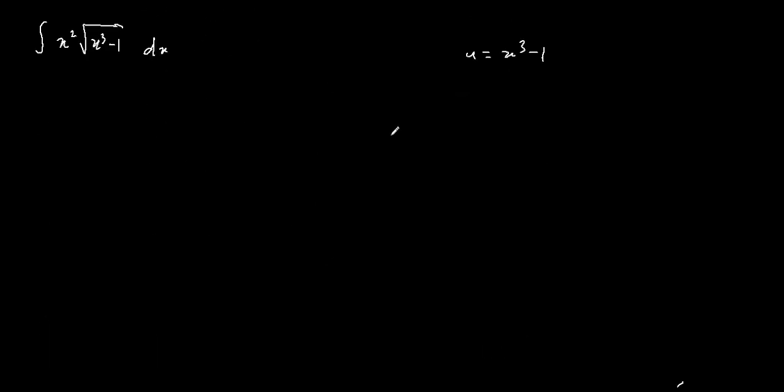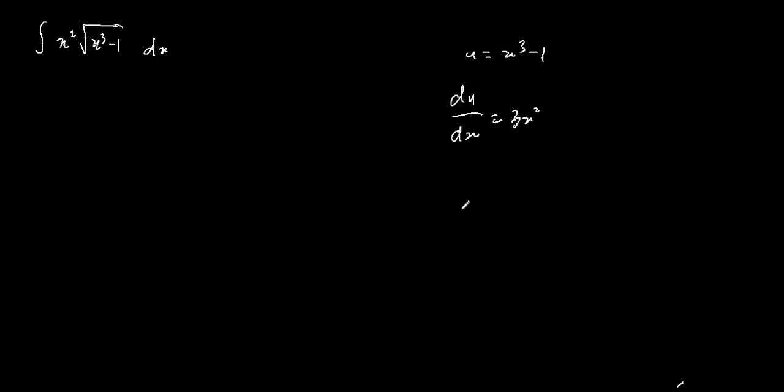Yeah. Okay, another one. The integral of x squared root of x cubed minus 1 dx. Ew. This looks really yucky, yeah? Pretty messy, pretty cloggy. Okay, so as we did before, we differentiate this. du over dx is equal to 3x squared.